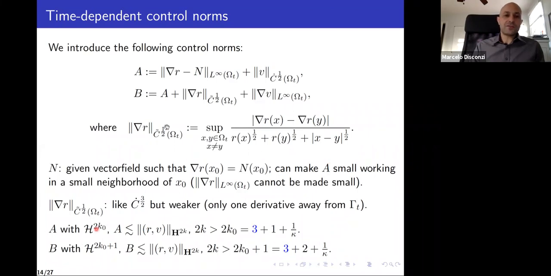In terms of the previous function spaces that I introduced, this quantity A is associated with the critical space because you have this embedding that the H2K norm controls this norm A for K strictly greater than K naught. And this norm B is associated with the critical space plus a half, because you have this embedding saying that the 2K norm controls B if 2K is greater than 2K naught plus 1.